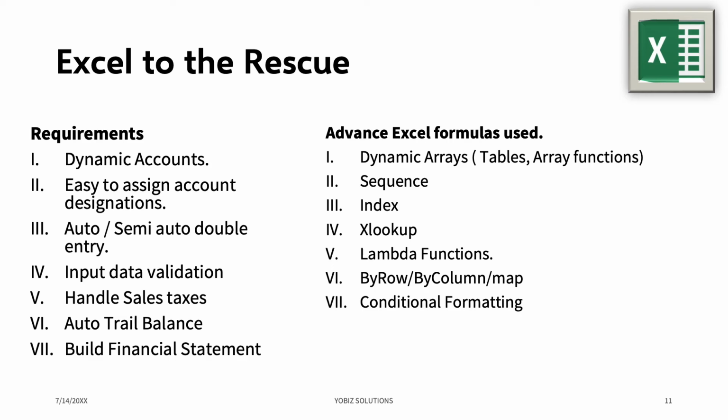Then you have to have some sort of data validation on the entries you put. You should be able to handle the sales taxes, and then the auto trial balance should also be maintained, and then building the financial statement. So that's the list of the requirements we need to accomplish.